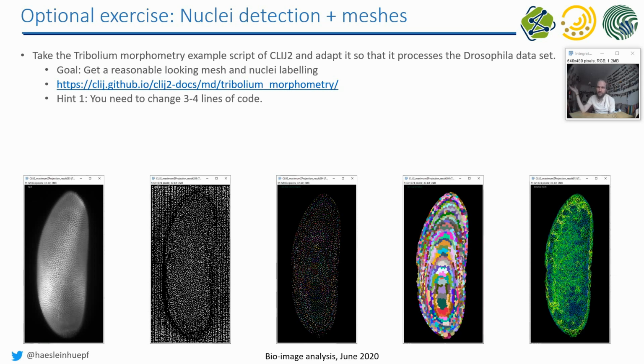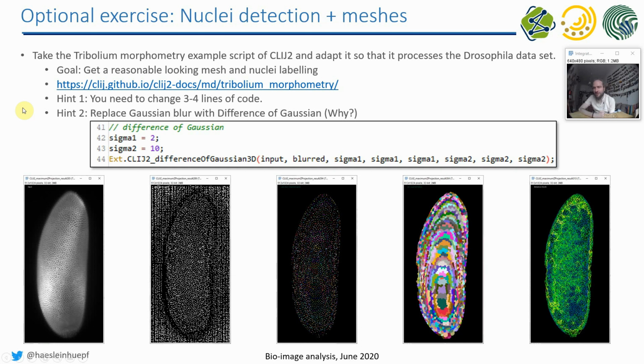So taking software from somebody else, reading and understanding it, and then applying it to your own data is a very common task in image analysis. That's why you can practice it here. That's an optional exercise again, right? You have to change something like 3 or 4 lines of code, not more. So when you find yourself writing 10 lines of code, it's already too much. Furthermore, I give you a hint. There is a Gaussian blur step when processing the Tribolium dataset, and I would recommend replacing it by a difference of Gaussian. And we can later in the Zoom meeting discuss why we are doing that, what is the difference of Gaussian in this context. So looking forward to this.